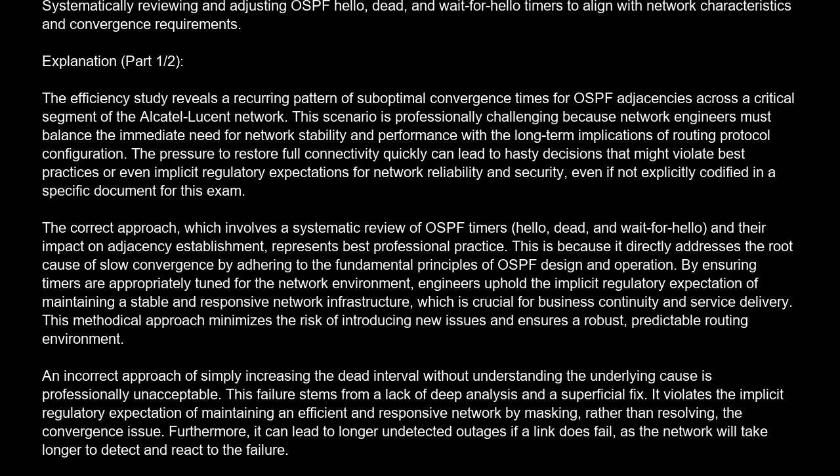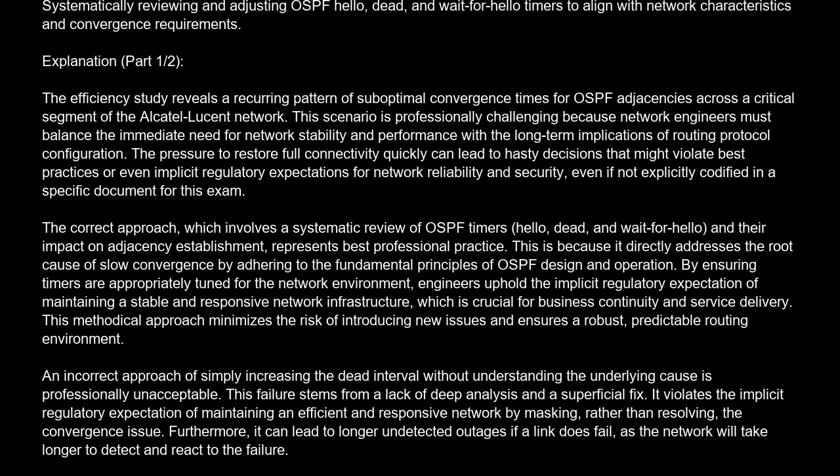The correct approach, which involves a systematic review of OSPF timers, hello, dead, and wait for hello, and their impact on adjacency establishment, represents best professional practice. This is because it directly addresses the root cause of slow convergence by adhering to the fundamental principles of OSPF design and operation. By ensuring timers are appropriately tuned for the network environment, engineers uphold the implicit regulatory expectation of maintaining a stable and responsive network infrastructure, which is crucial for business continuity and service delivery. This methodical approach minimizes the risk of introducing new issues and ensures a robust, predictable routing environment.